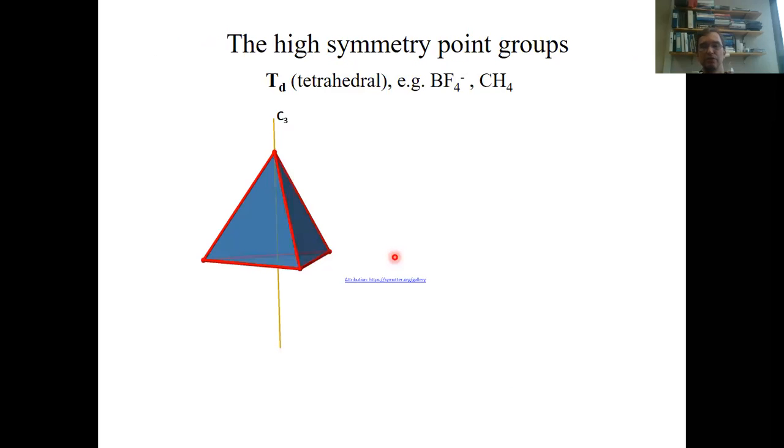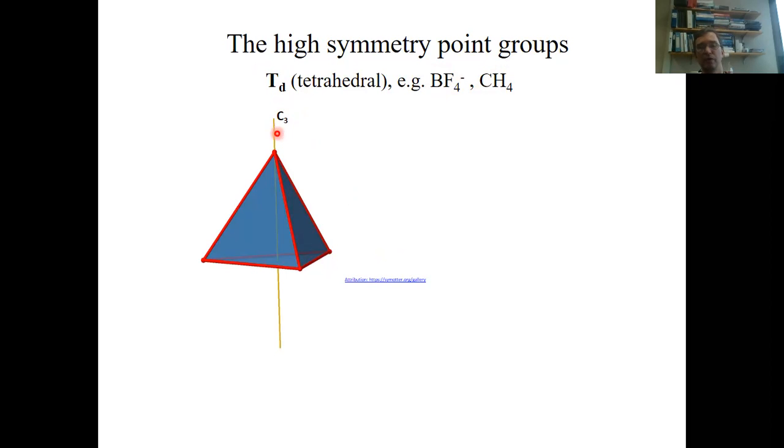All right, but now let's go to the point groups associated with the Platonic solids. The tetrahedron belongs to the point group Td, and a number of tetrahedral molecules, for instance, methane or tetrafluoroborate, also belong to the point group Td. So let us understand the point group Td using a regular tetrahedron.